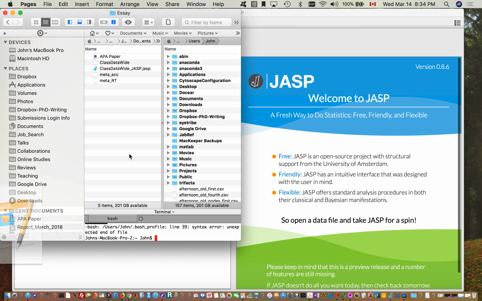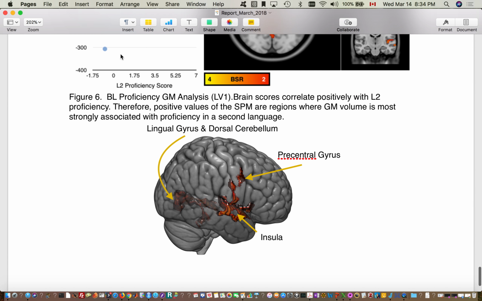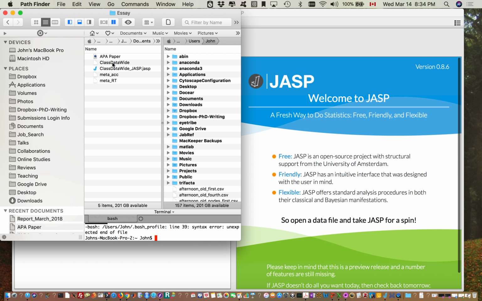Well, luckily, I have downloaded the data. Sorry, that's a pop-up brain for you. Luckily, I have downloaded the class data from our website under the essay page. And at the very bottom, there's a download link, and it says class data wide. Click on that, download it.